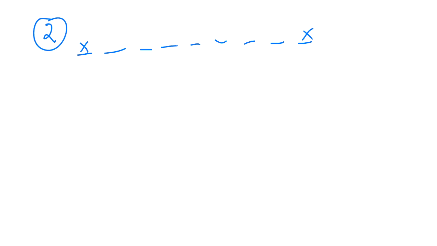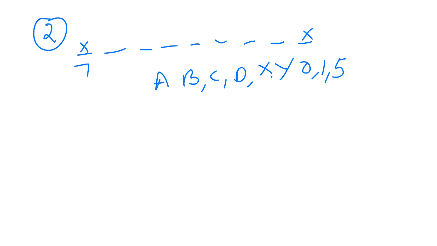So the number of choices we have is A, B, C, D, X, Y, 0, 1, 5. Then she's filling all of them. So there are only 7 choices to fill, right? 1, 2, 3, 4, 5, 6, 7, 8, 9. So there are only 7 choices here, 7 choices here, and there are 9 choices elsewhere. That was the initial thinking. Am I correct? Is that what you said?